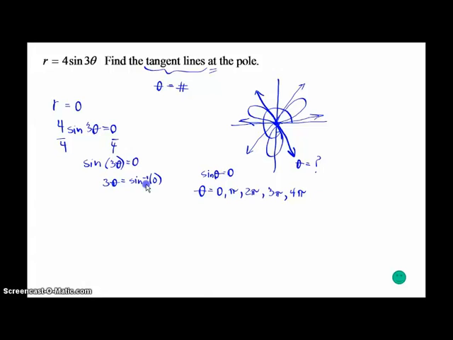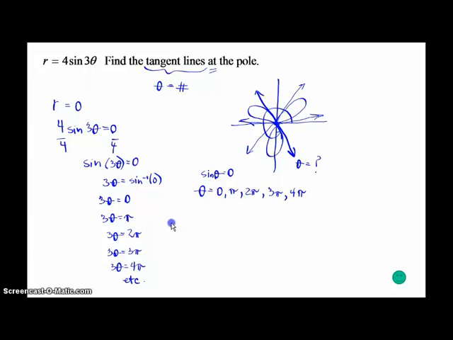So we can set 3 theta equal to all of these values, and we can find the theta measures that make that a true statement within 1 revolution of our theta measures. And then we could keep going. 3 theta equals 4 pi, and so on, however you want to put it.